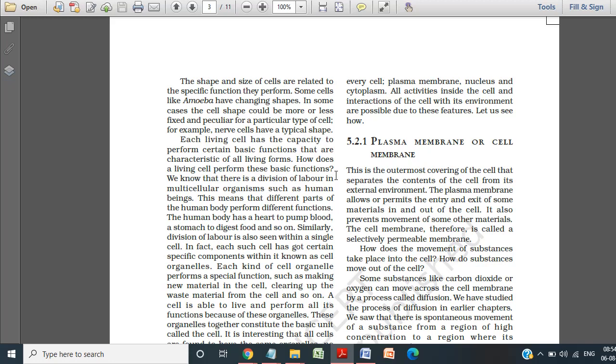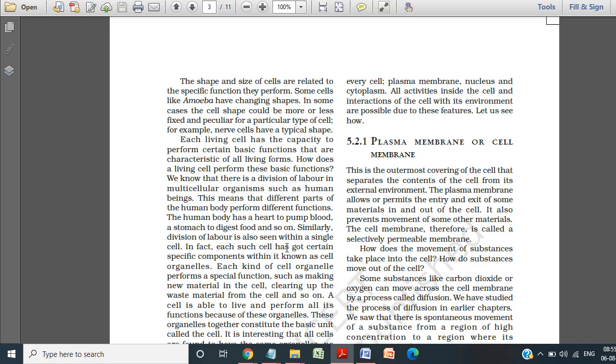We all know that there is a division of labor in multicellular organisms such as human beings. That means different parts of the human body perform different functions, like the heart helps in the pumping of blood, right? So the human body has a heart to pump blood, a stomach to digest food, and so on. Similarly, in a cell there are different structures, and all the structures have different functions. We'll discuss that.